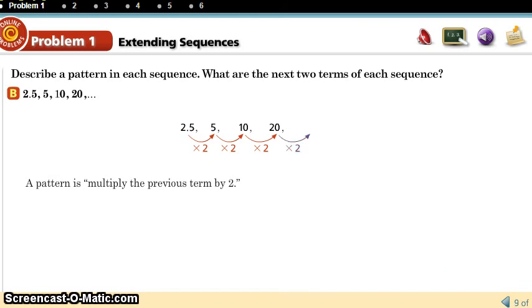Continuing the pattern, 2 times 20 equals 40. And 2 times 40 is 80. So the next two terms are 40 and 80.